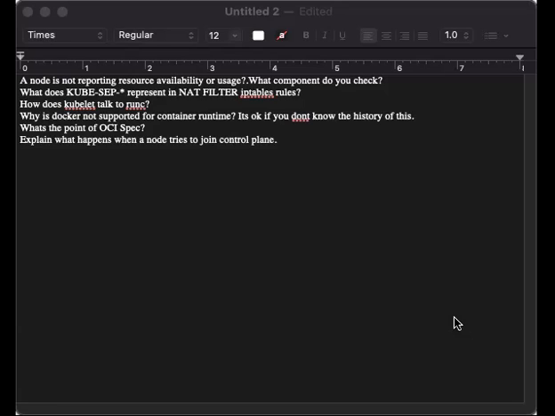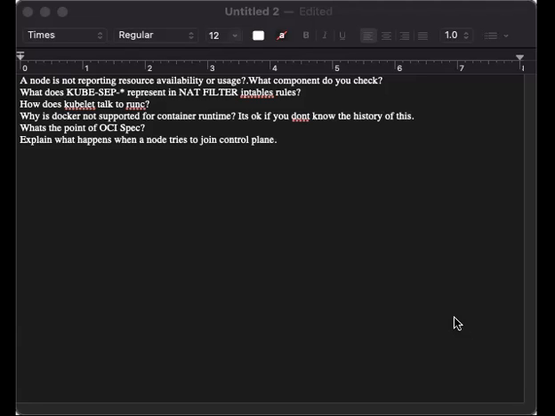Now I'll then go deeper and ask you a question like: a node is not reporting availability or resource usage, it's not giving feedback, metrics or health checks back to the API server. What component of the node do you look into? And the answer to that is very simple: the kubelet. You check out the kubelet. The kubelet actually captures the metrics for the node and reports that for the API server to use in making decisions. So the kubelet is going to be the right answer for that.